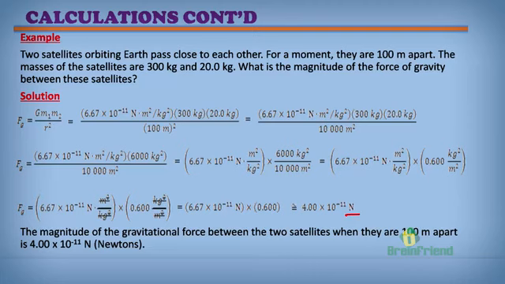All other units will cancel out and you have Newton as the last unit because we're looking at what? Force. Now the magnitude of the gravitational force between the two satellites when they are 100 meters apart is 4.0 times 10 to the power minus 11 Newton. So whenever you are asked to do a calculation that involves the force of gravity, just remember the formula. F is equal to G, remember it's capital G, which has a constant value of 6.67 times 10 to the power minus 11, times m1 m2 all over r squared.